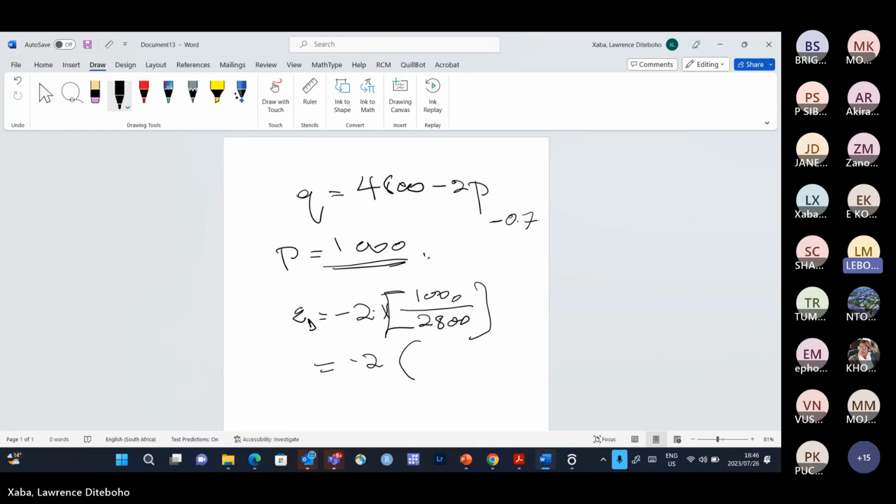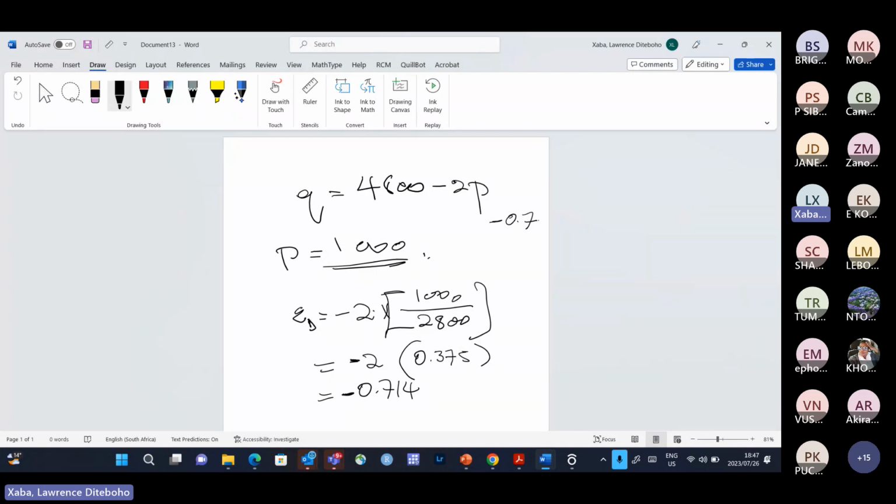Okay, so it's 1,000 divided by 2,800. It's 0.357. Okay. Final answer. Negative 0.714.